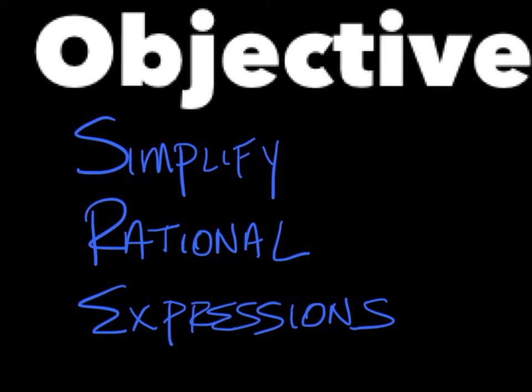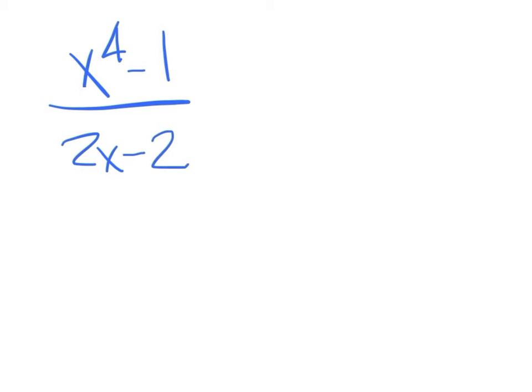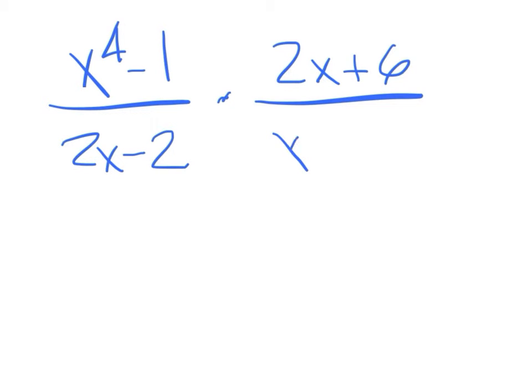We will start off with not an example. Here is the practice problem. Try this and see what you get. x to the 4th minus 1 over 2x minus 2 times 2x plus 6 over x squared minus 1.